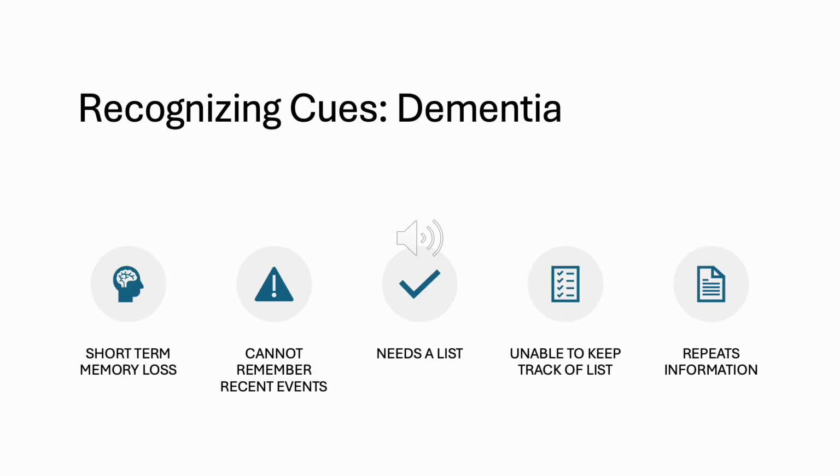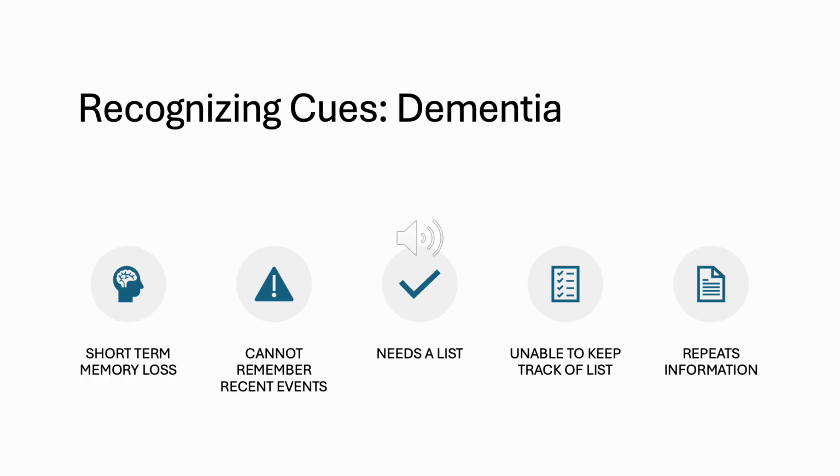When recognizing cues in clients with dementia, some of the first cues are related to memory and learning. So some mild manifestations include short-term memory loss. They simply cannot remember recent events. They may need to make a list to do chores, to go shopping. They can't remember everything in their head anymore.